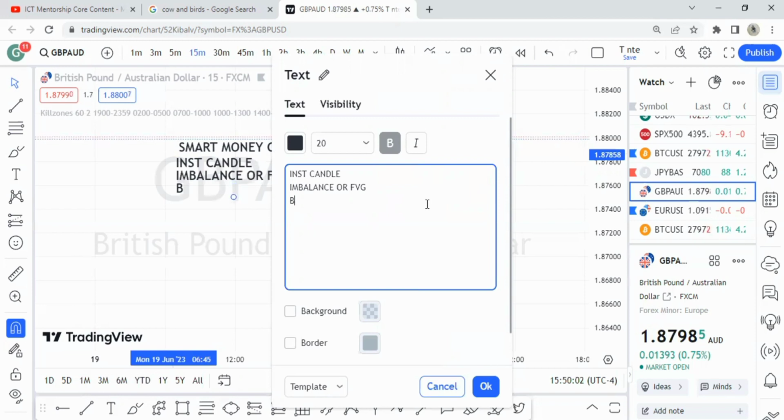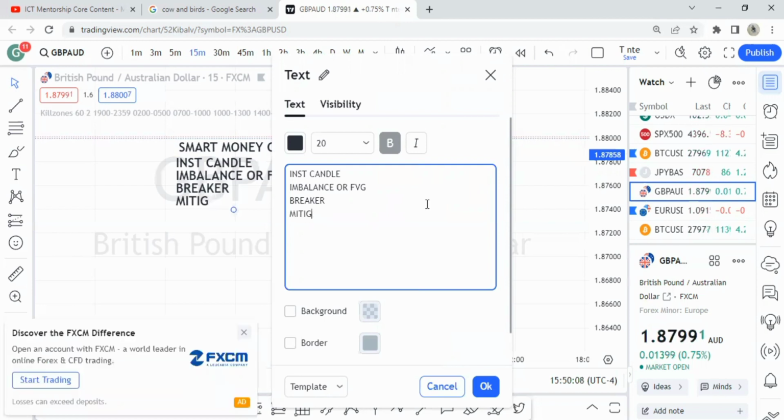We have the breaker. We have the mitigation block. These are all strategies under smart money. We have turtle soup. These are all smart money strategies, right? We have what's the other one? There's one I'm trying to recall. A very, very beautiful one.